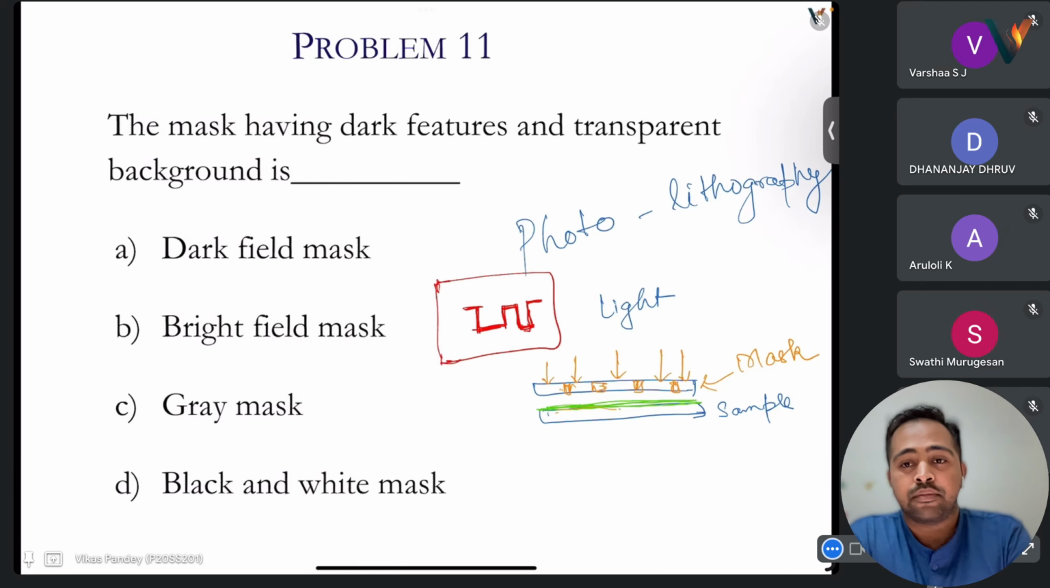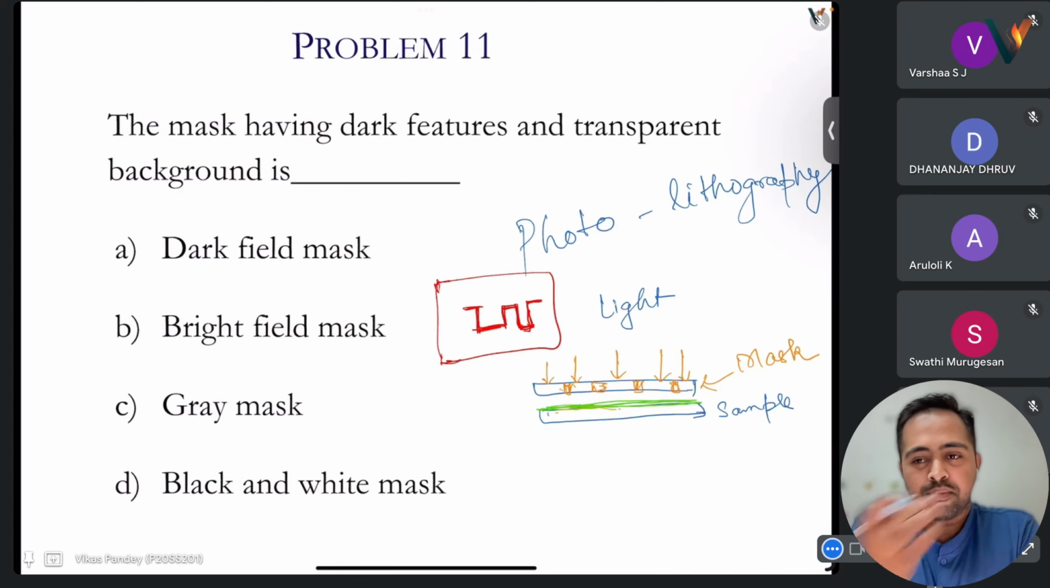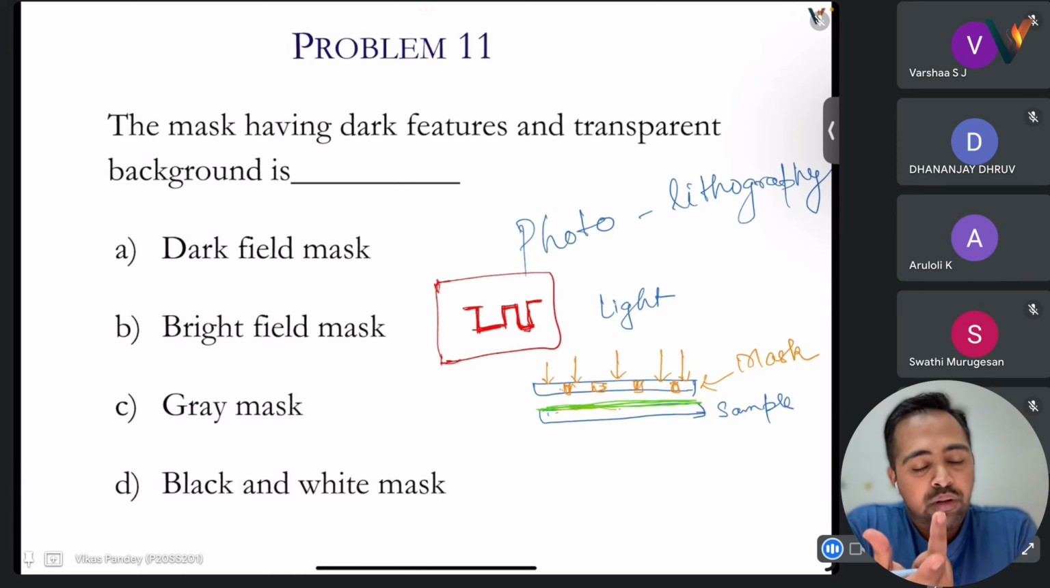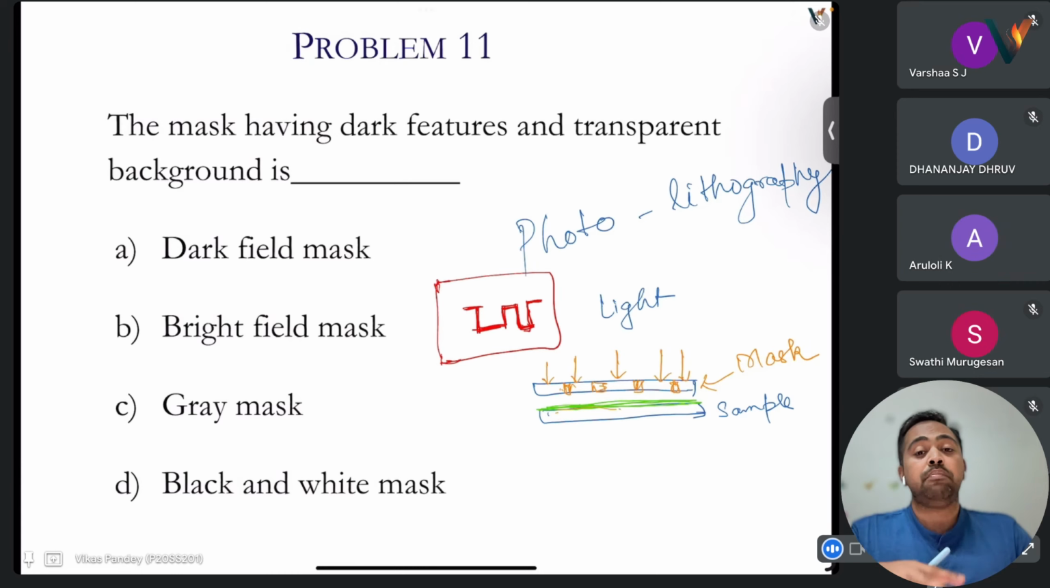It's a dark field mask. Okay, anyone else? Bright field mask. Okay, why bright field or why dark field? Most of the area is transparent, so it's bright field mask. Whenever we are talking about field, we are talking about the maximum area. In this case, since the maximum area is exposed, it is called a bright field mask.